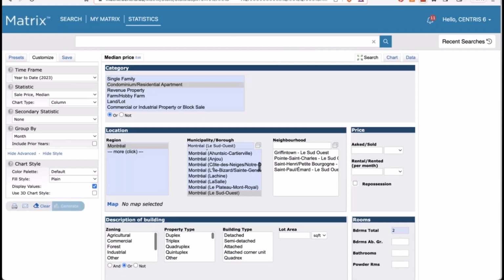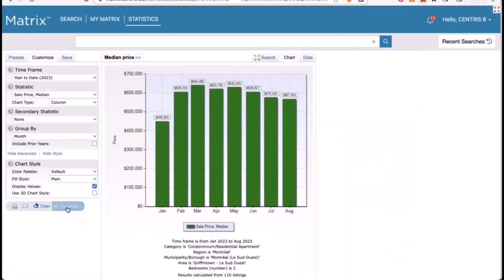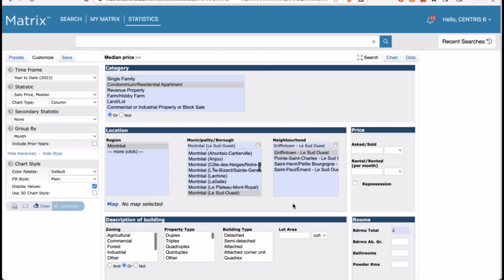So someone was requesting here to have a specific neighborhood, so for sure you can do a specific neighborhood. So I've changed something here. Now the generate option is available, okay? So obviously when you're creating graphs like this, you want to compare, you want to illustrate properties that are comparable. So you can go even further, as I mentioned.